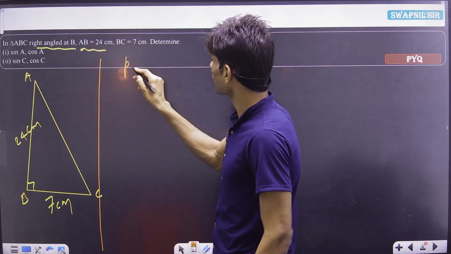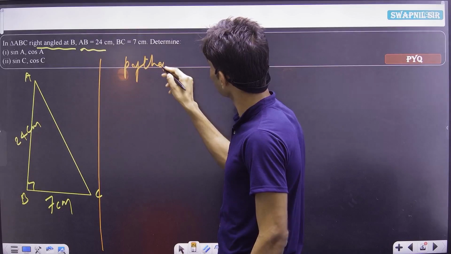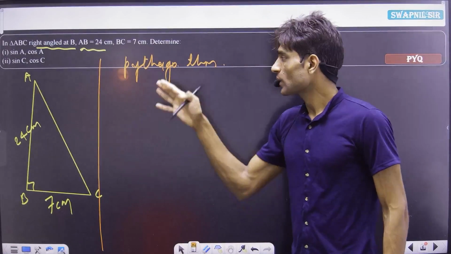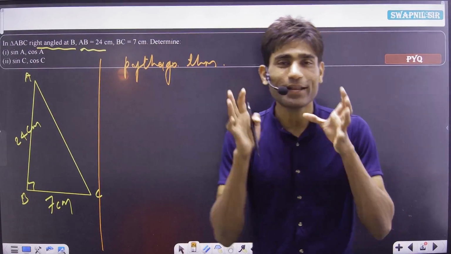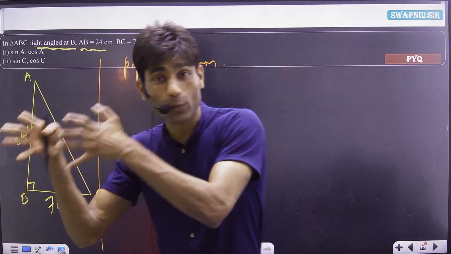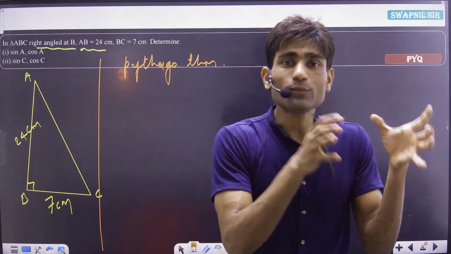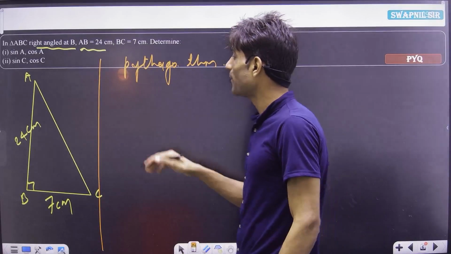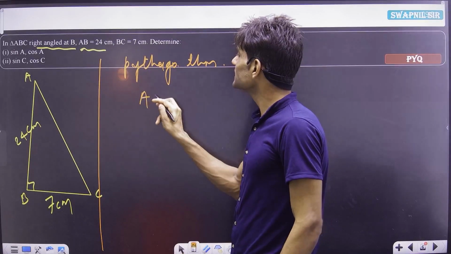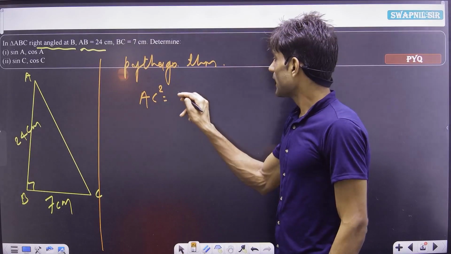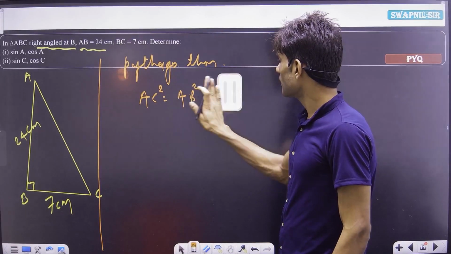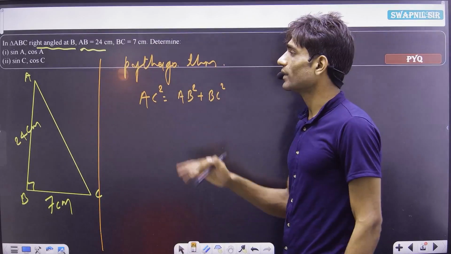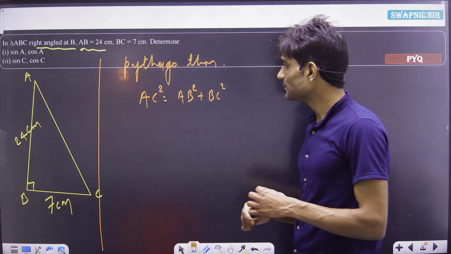I'm writing it in short form. By using the Pythagoras theorem, for a right angle triangle we can write the hypotenuse square as equal to the addition of the remaining two sides' squares. This is basically the Pythagoras theorem. So that means AC square we can write as AB square plus BC square. This is actually our Pythagoras theorem.